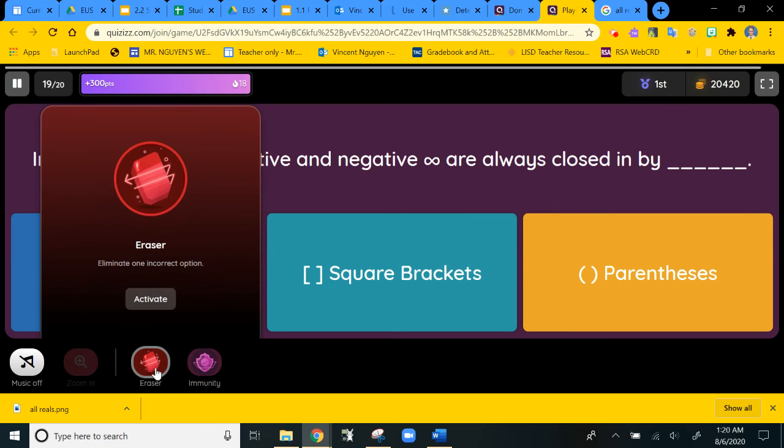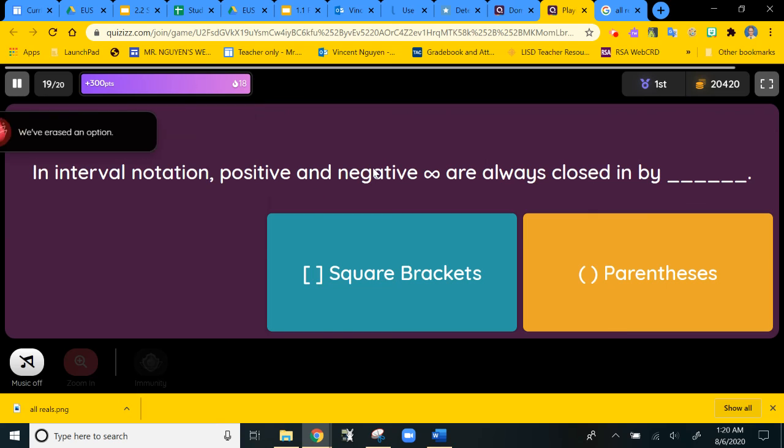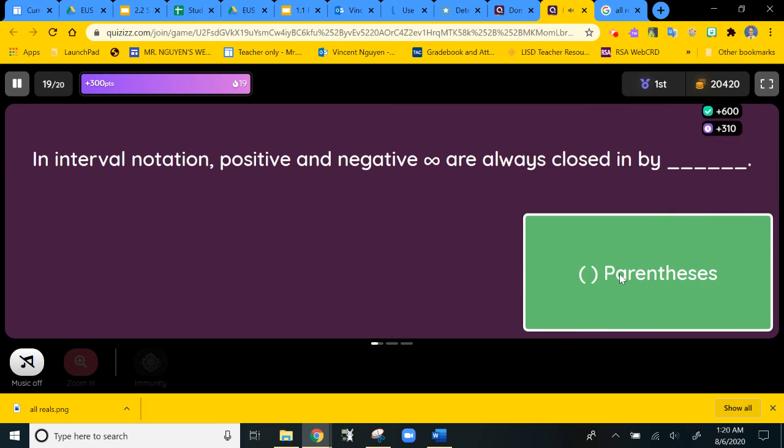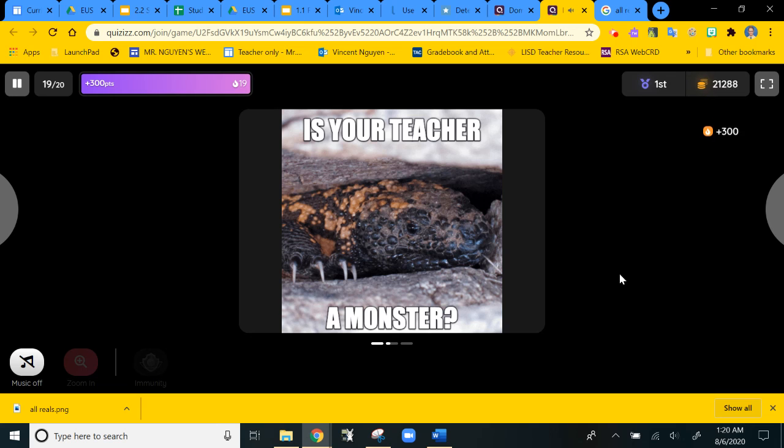Maybe we'll use the eraser this time because we're almost done. We erased one of the answers. In interval notation, positive and negative infinity are always enclosed by parentheses. Remember, we don't include infinity because we don't know what value that is. So parentheses. Okay. Last question.